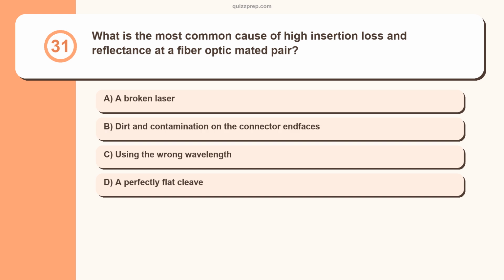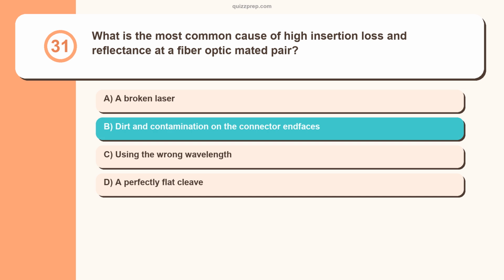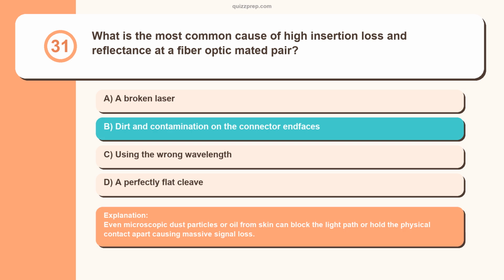Question 31. What is the most common cause of high insertion loss and reflectance at a fiber optic mated pair? A broken laser, dirt and contamination on the connector end faces, using the wrong wavelength, a perfectly flat cleave. Even microscopic dust particles or oil from skin can block the light path or hold the physical contact apart, causing massive signal loss.